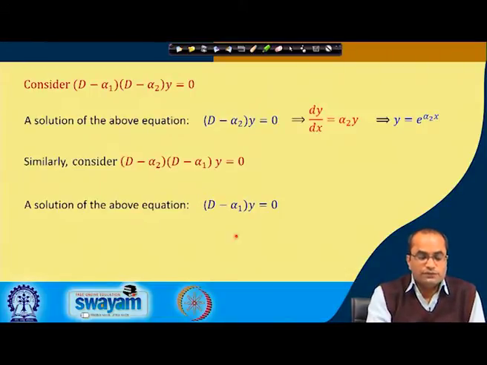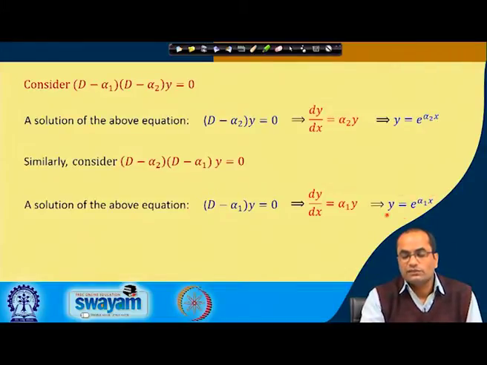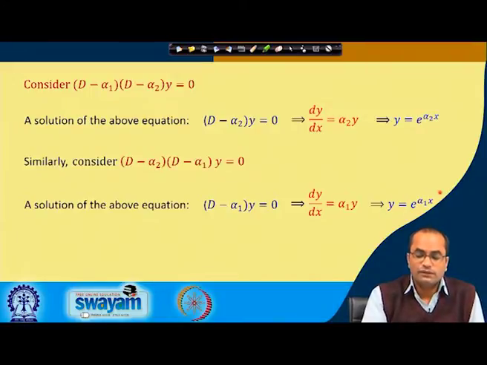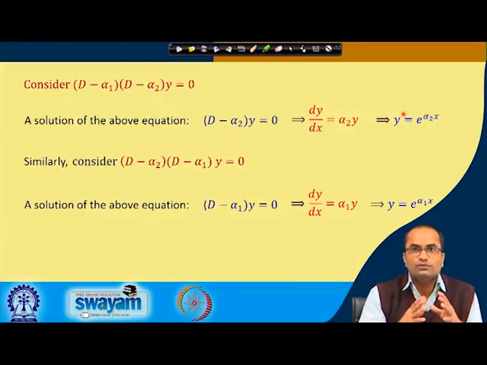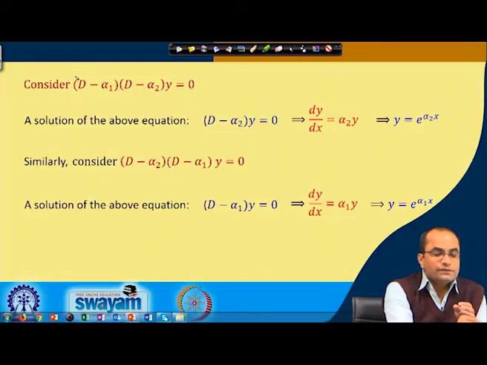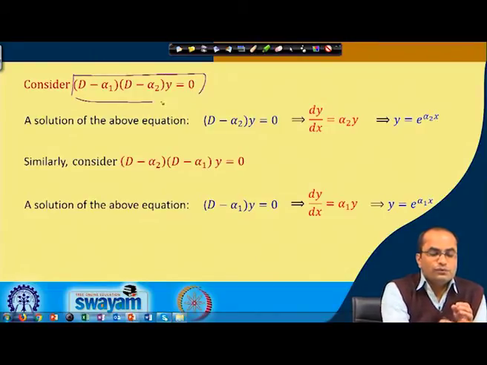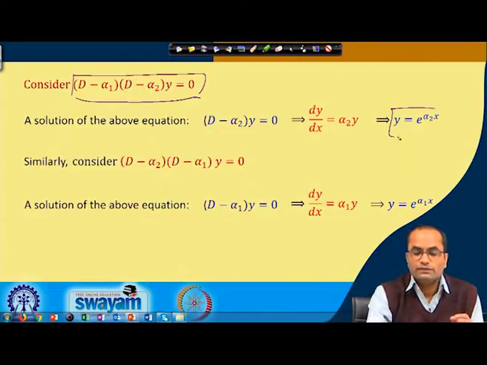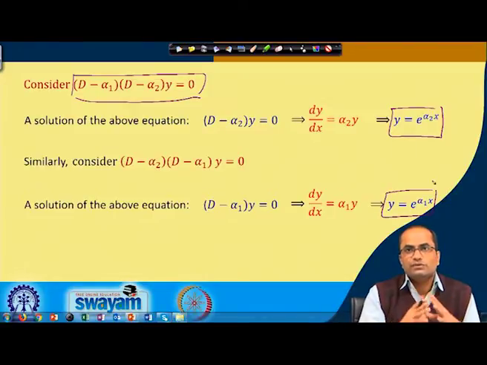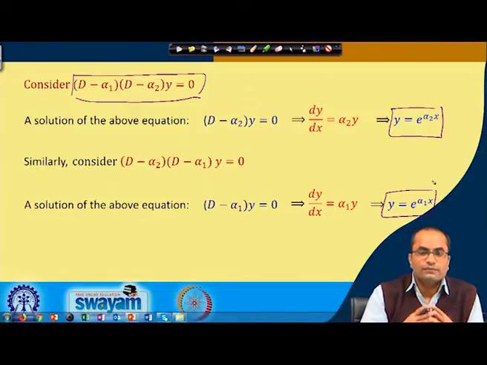So, now if we solve D minus alpha 1 y is equal to 0, we will get y is equal to e power alpha 1 x, and now e power alpha 1 x and e power alpha 2 x. So, we have two solutions of this given differential equation. The one is y is equal to e power alpha 2 x, another one is y is equal to e power alpha 1 x, and these two solutions are linearly independent solutions.